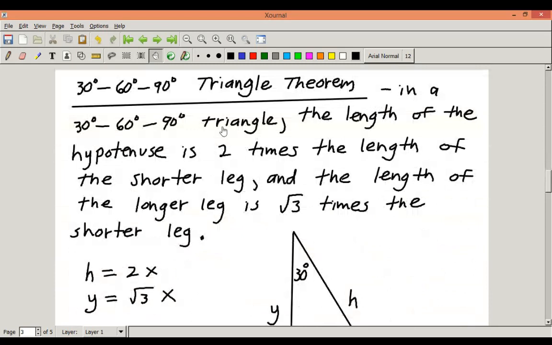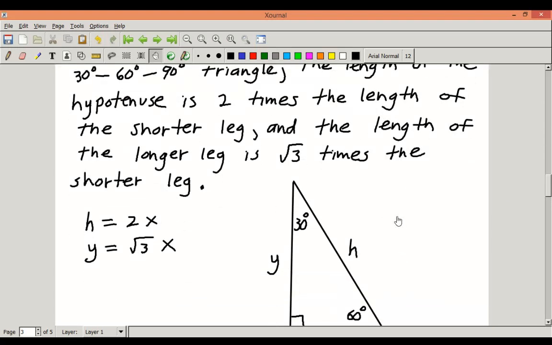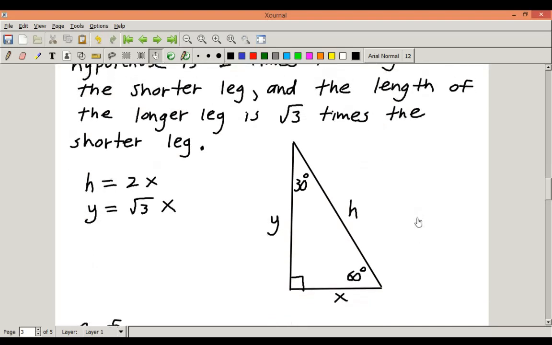Okay, so the other theorem that we need to know is called the 30-60-90 triangle, again named after the angles of the triangle. And so that theorem says this, in a 30-60-90 triangle, the length of the hypotenuse is 2 times the length of the shorter leg, and the length of the longer leg is square root of 3 times the shorter leg. So here the legs are not congruent like they were in the 45-45-90. So in a 30-60-90 triangle, the legs have different lengths.